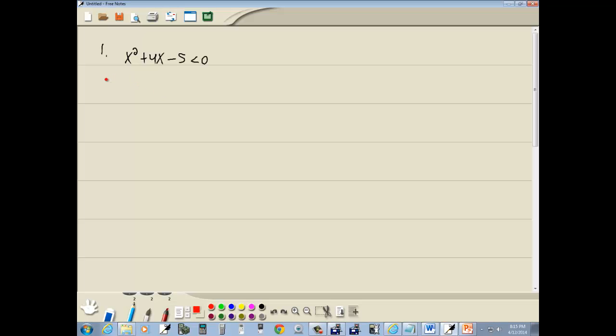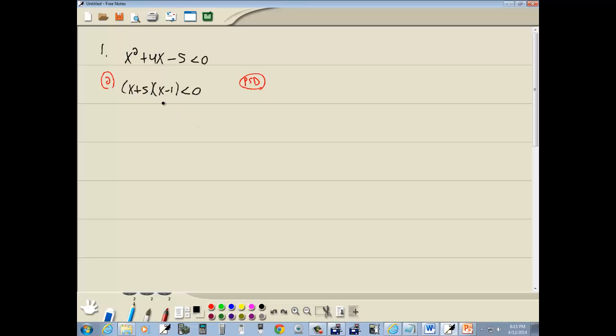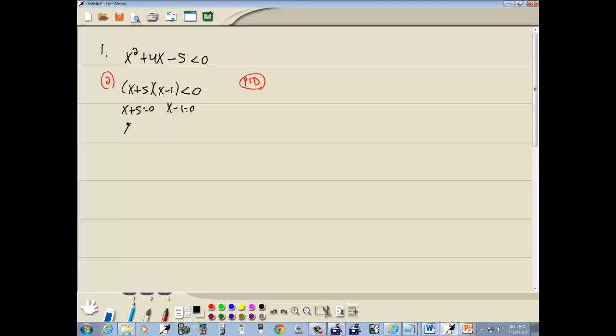Step 2, factor the left side. This factors using the PSD method. It then factors as x plus 5 times x minus 1, less than 0. It then says set each factor equal to 0. So we got x plus 5 equal to 0, and x minus 1 equal to 0. And solve. So here I'll take the 5 over, becomes a negative 5. Here I'll take the negative 1 over, becomes a positive 1. Those are our critical values.